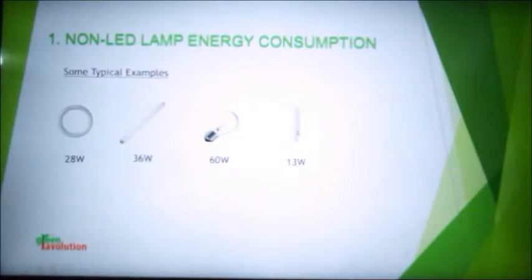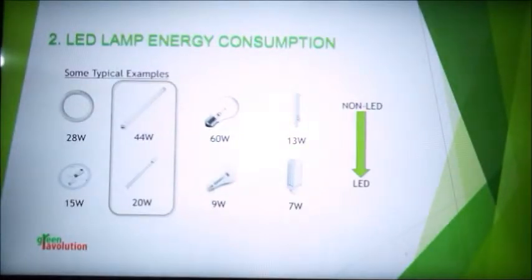So once you have determined that, then the next thing you need to do is to determine what sort of consumption the LED lamps will have. So let's say if you are converting from this 28 watt to a 15 watt, or this 44 watt to a 20 watt, or a 60 watt to a 9 watt, or a 13 watt to a 7 watt, you will have some sort of energy savings. Now what LED lamp is appropriate for you to switch to is something we'll cover in another video clip. But let's assume that you have now switched to one of these lamps and you are now ready to make your calculations because you know what is the current consumption and you know what will be the consumption when you switch to these LED versions.